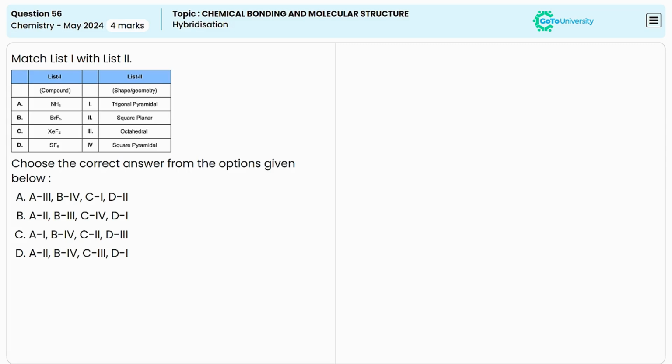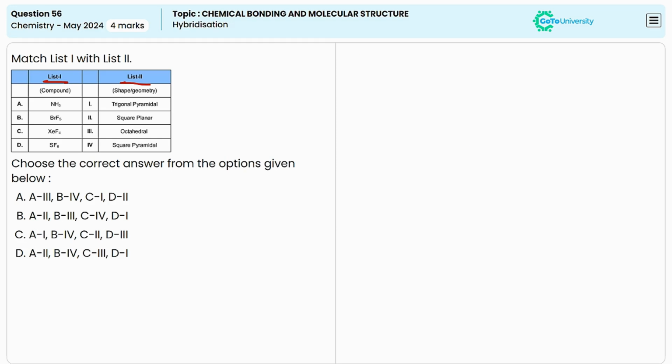In this question, different covalent compounds are given in list 1 and their geometries are given in list 2. We have to match list 1 with list 2. Let's move to the compounds one by one. First of all, let's write BrF5.